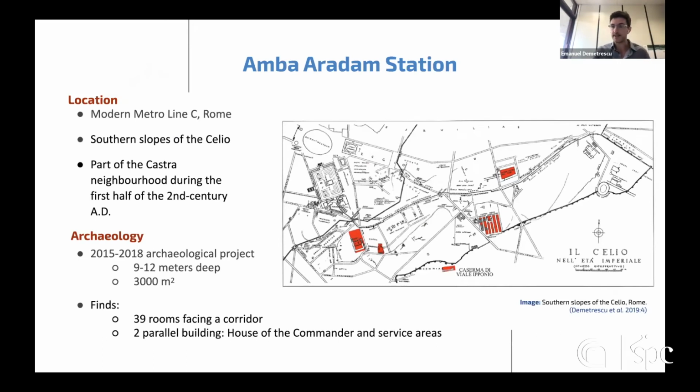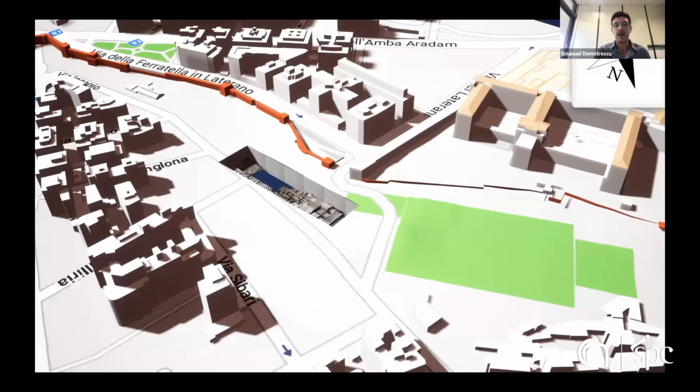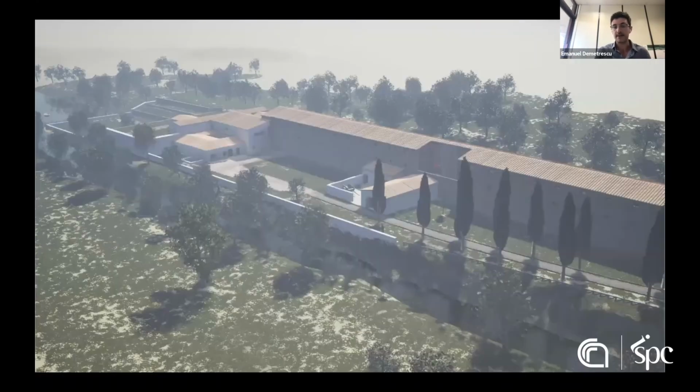Another example is a big environment that was discovered at Rome for the construction of the modern metro line C, underground line C at Rome. Also here, the starting point is the digital replica, the acquisition of the 3D information on the site, and the contextualization of it in a digital environment to understand better how it was, how its likelihood was in the past, in a specific moment in time.